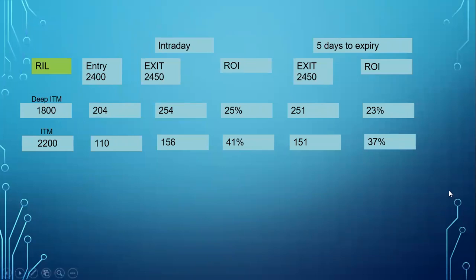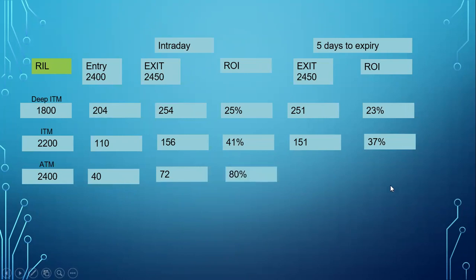Okay. Now let us see what happens when we are looking at the money. So when we enter at the money, suppose at the money is at 40 rupees and we are doing an intraday trade, then even if it moves from 2400 to 2450, we will just get 32 points, which is about 80%. But if there are 5 days left to expiry, then we will get 54 points only. That is, we will hardly get 24 more points from 40 to 54. Because time left for expiry is more, our return on investment will be less.